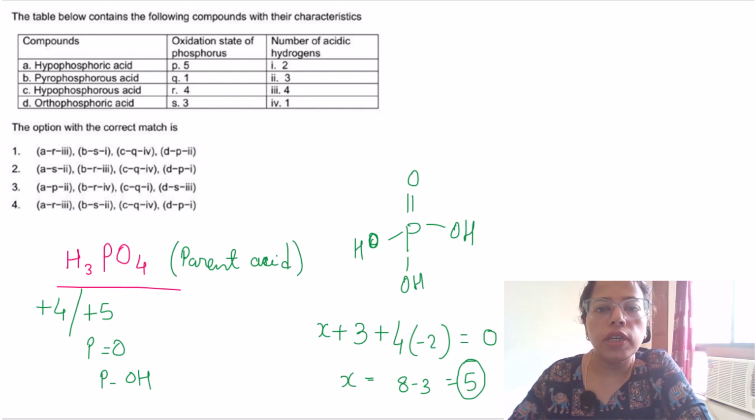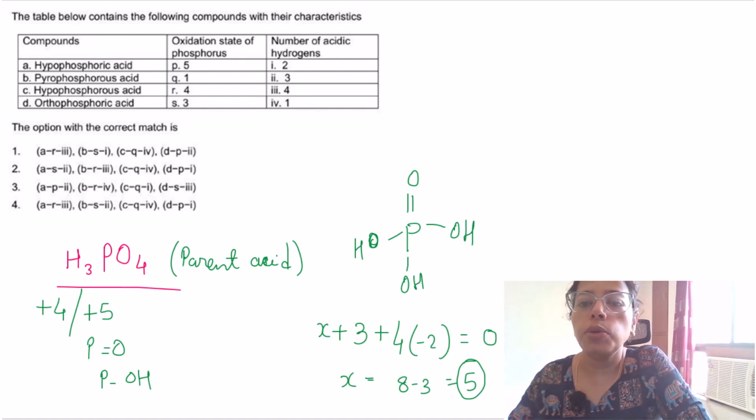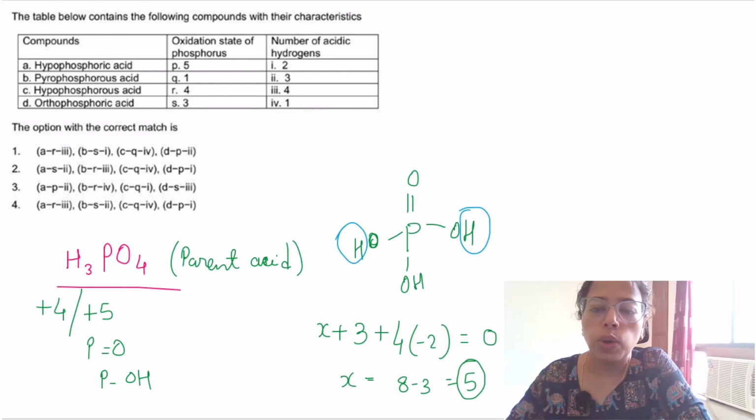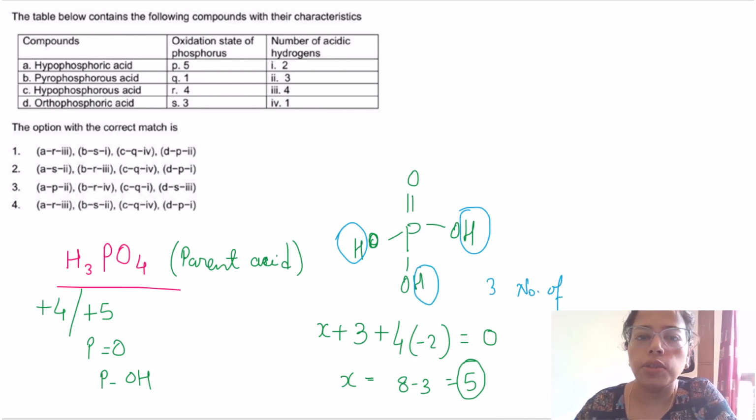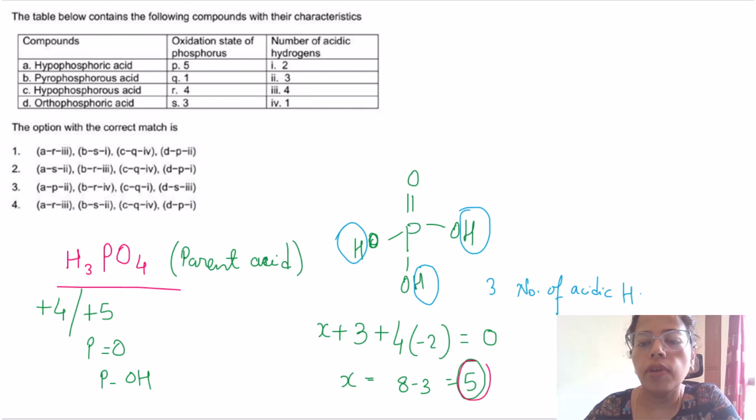And how many acidic hydrogens? Acidic hydrogen means those hydrogens that can be donated as acids. As you all know, acids donate protons. So how many protons can be donated from orthophosphoric acid? All of those protons which are in the form of OH, OH, OH. So we have 1, 2 and 3. So we have 3 acidic hydrogens. So the oxidation state is 5 and there are 3 acidic hydrogens for orthophosphoric acid.